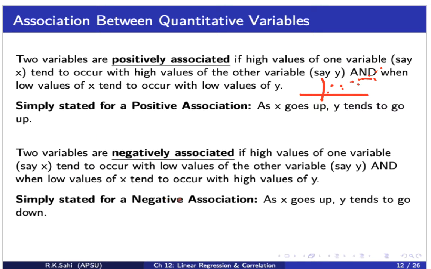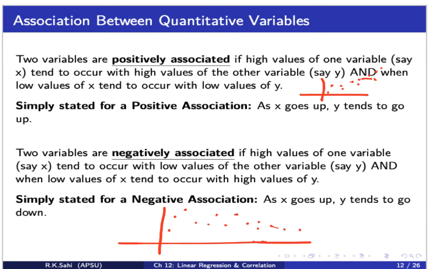A negative association is that the variables go in opposite direction. In other words, high values of one variable will tend to occur with low values of the other variable. And low values of x tend to occur with high values of y. So this is a negative association. So if this, clearly it says the values are going down.